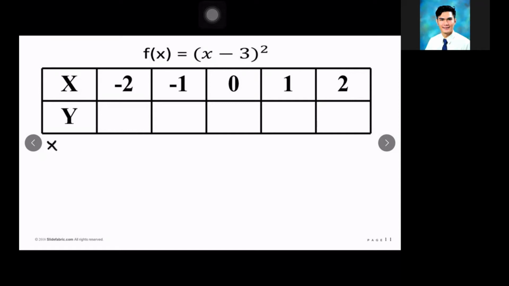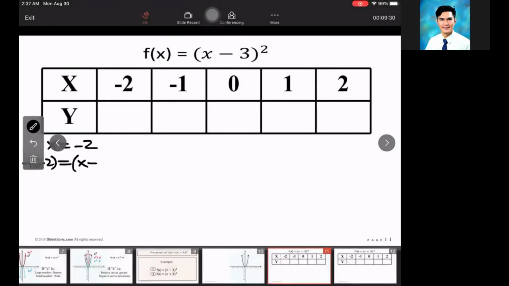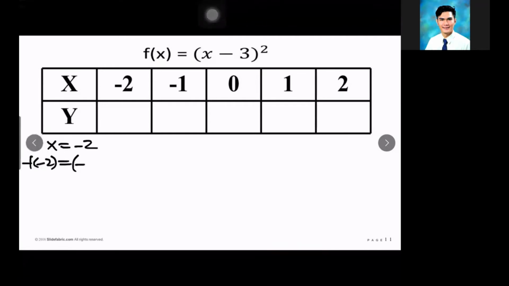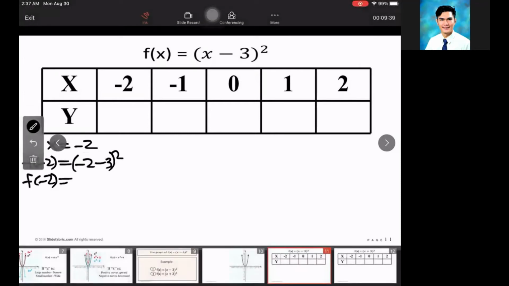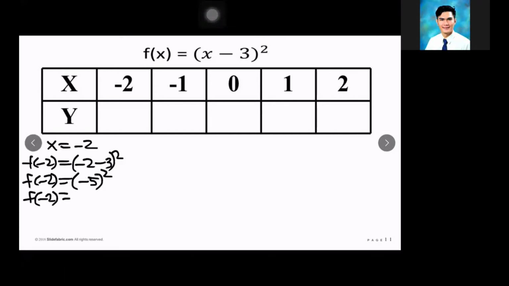We have x equivalent to -2, where -2 is substituted into the expression. So f of -2 is equivalent to -2 minus 3, squared. f of -2 is -2 minus 3 is -5, then squared. Simplifying, f of -2 is equivalent to -5 squared, which is just 25. So let us write 25 there.